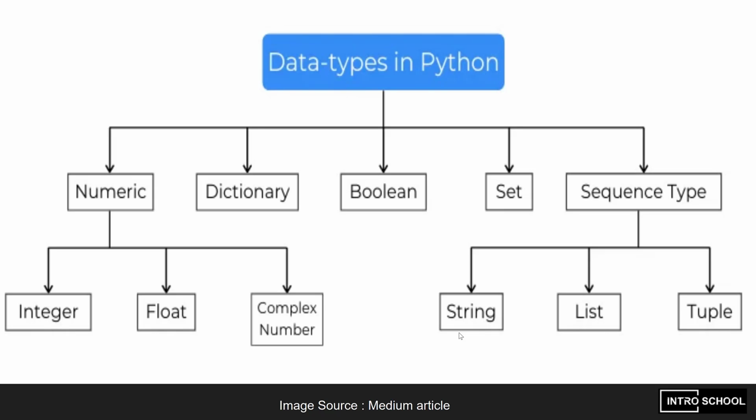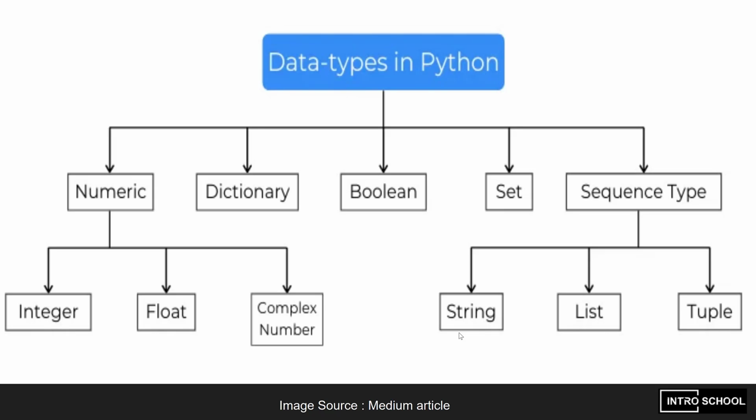So the numeric data type is divided into integer, float, and the complex number. Integer is nothing but your integer values like 1, 2, 3, 4, the numbers. The float values are the decimal numbers like 4.4, 2.8 that have a decimal value associated with them, and the complex numbers are associated with the value of iota in the complex number theory.